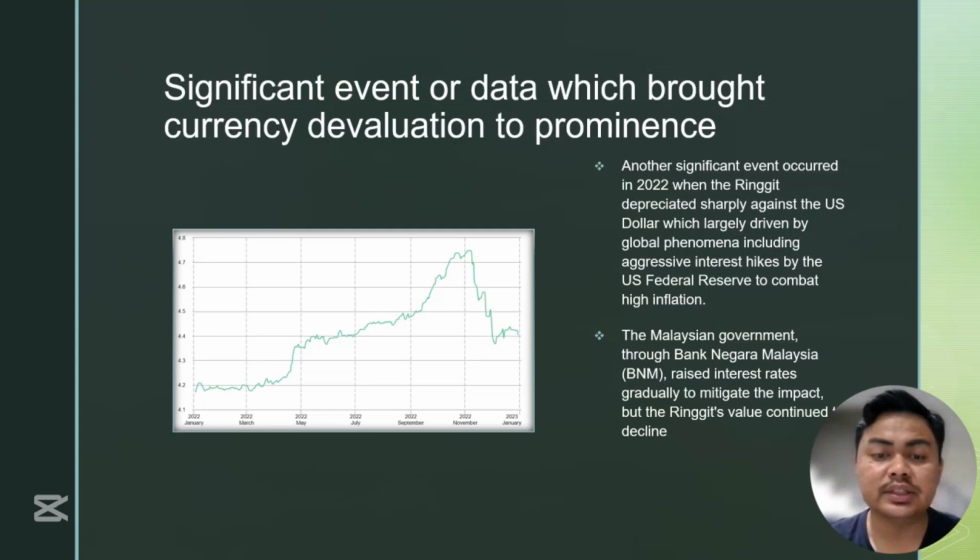So, the Malaysian government, through Bank Negara Malaysia, raised interest rates gradually to mitigate the impact, but the ringgit value continued to decline. This event underscored the interconnectedness of the global financial market and the challenges faced by emerging economies like Malaysia in navigating such turbulent times.